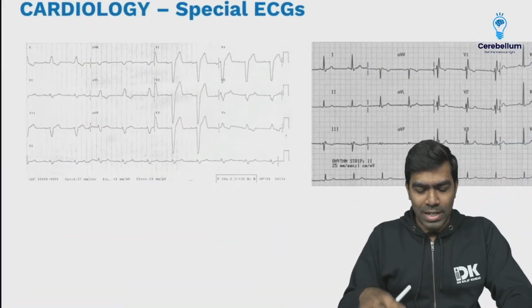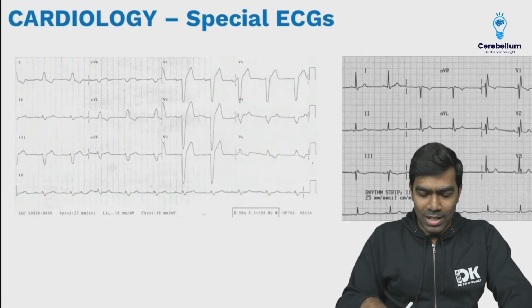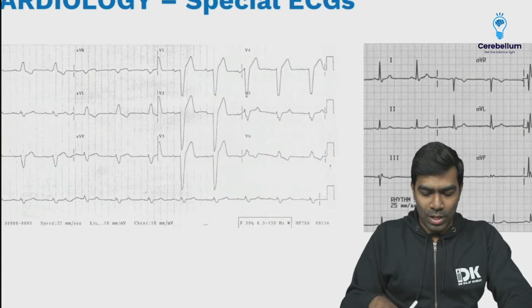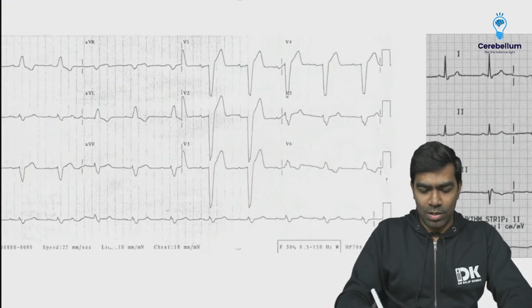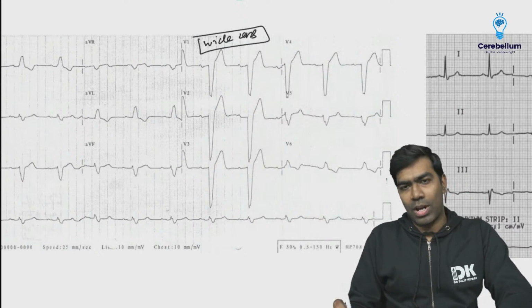I want to show some special ECGs. What are the important and special ECGs that I want to show? One is left bundle branch block. The first one. How will you diagnose a left bundle branch block? Number 1, patients who are having wide QRS.